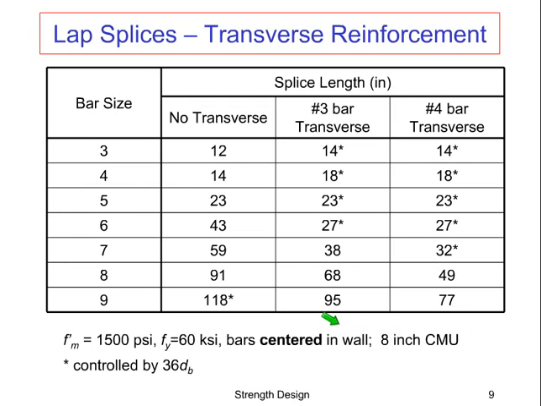This is for 8-inch CMU, bars centered in the wall. The transverse does not really help you with smaller bar sizes. In fact, if you actually go through the calculations, it gives you slightly larger values, the 36 dB. So you just use these values for your splice length. But as you can see, when you get number 6s and above, 7s, 8s, up in that range, if you're having to use these larger bar sizes, then the transverse reinforcement can decrease the amount of splice length that is needed.